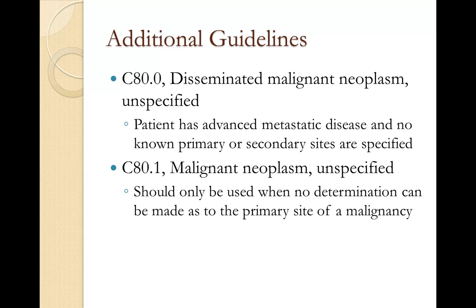A couple more additional guidelines. C80.0 is disseminated malignant neoplasm, unspecified. Basically, a patient has advanced metastatic disease, but there's not really a known beginning or ending point. So it's just kind of system-wide. And then C80.1, malignant neoplasm, unspecified. This would be if we don't know the primary site of the malignancy. So sometimes they'll find metastasis maybe to the liver, but they're not sure where it came from. Then you can use this C80.1. There is a separate code if there's a secondary site that's unknown.